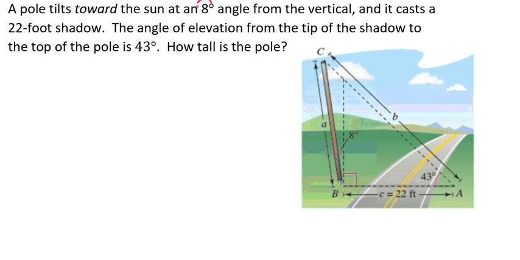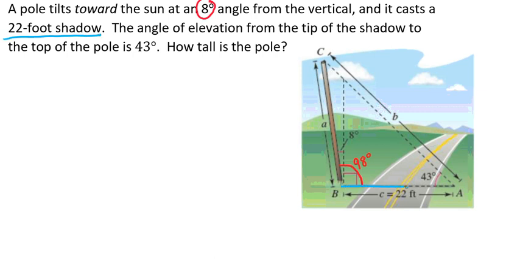Let's look at what information we're given. We're given this 8-degree angle from the vertical. Our vertical is right here, and we know it's vertical because it's shown as perpendicular to the ground, but our pole isn't right there. Our pole is actually 8 more degrees, so the angle from the pole to the ground is 90 plus 8, which is 98 degrees.